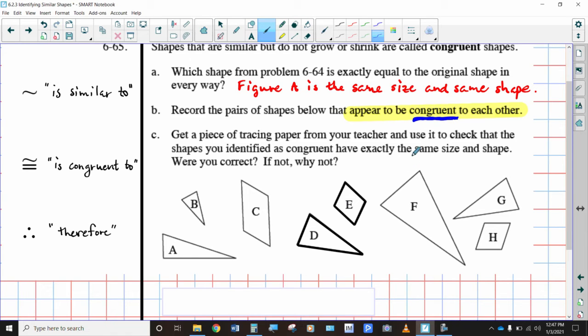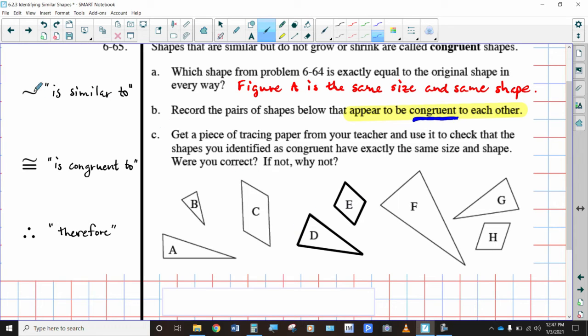Okay? So it says to get a piece of tracing paper and use it to check. Same idea here, you're probably not going to be able to do it, and unfortunately I do not have a resource page for you to print out to do what we did on the previous example. So we're just going to have to look on the screen and see if you can figure out which ones are exactly the same.